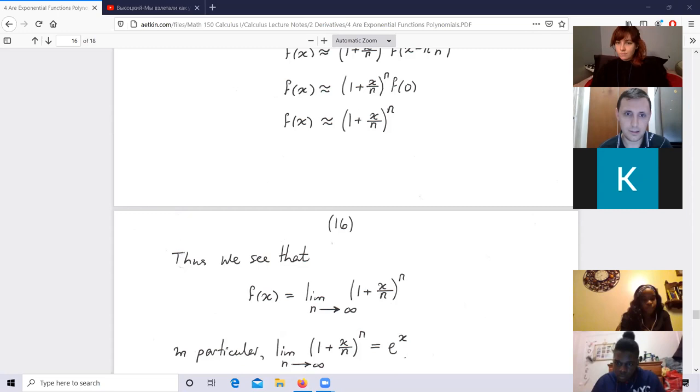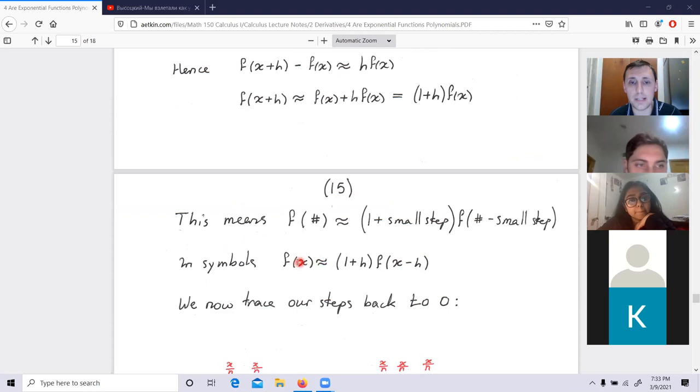Professor, I got up to where we got, how we got f of x plus h is equal to f of x times h plus 1. The other part is confusing where it's in symbols. f of x is equal to 1 plus h times f of x minus h. Well, but you see, why is this? You see, guys, so thank you, Jaspreet.